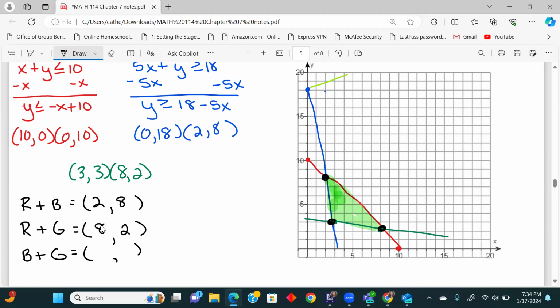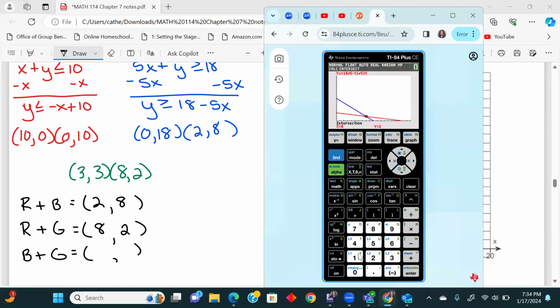Okay. And then finally, we were going to do the blue and the green. Let's hit y equals. The green's the second one, so I'm just going to clear out the first one. Then we're going to do 18 minus 5x. Hit graph. So that's that bottom left corner.